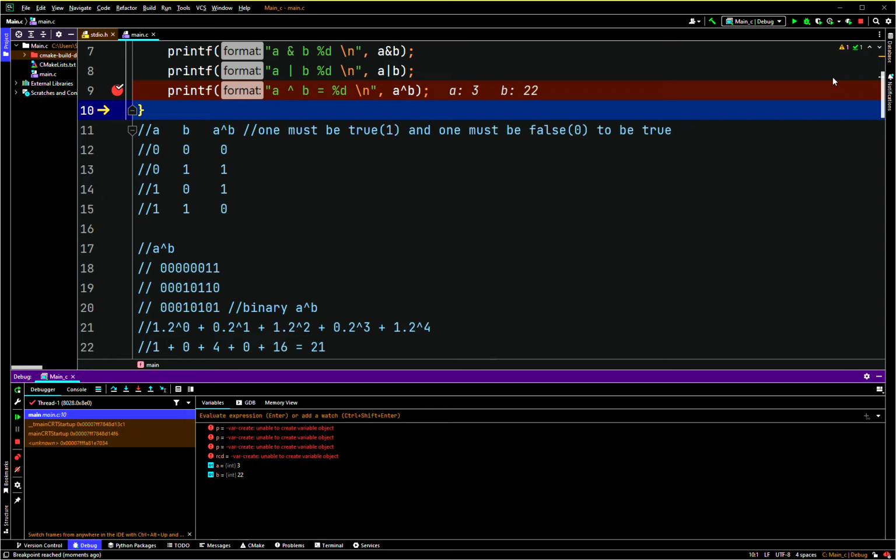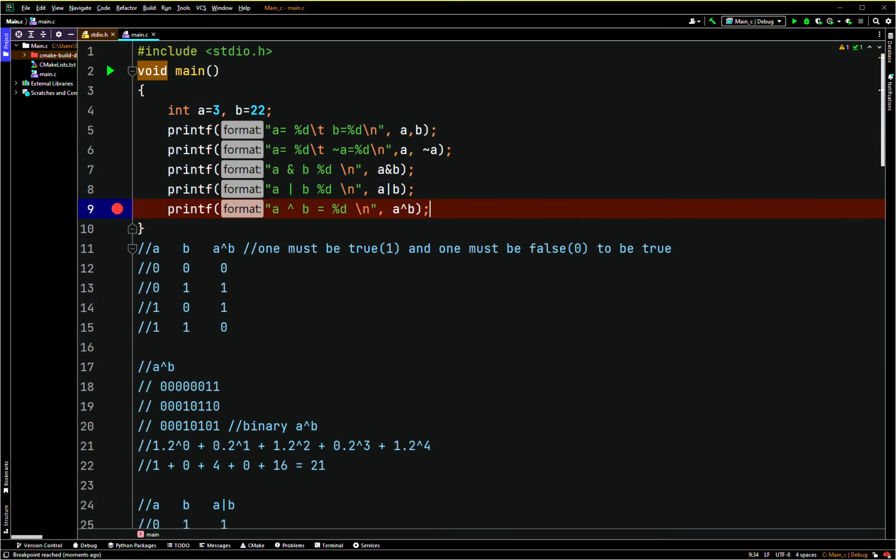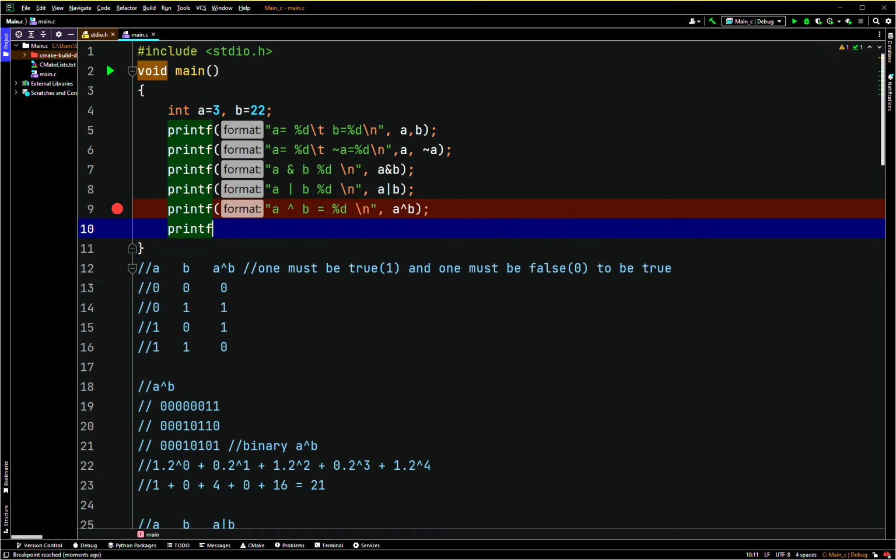So the next one's going to be printf a left shift 1. So we'll stop debugging. So here we'll write printf. We'll have the string a left shift 1 equals, a %d modifier, new line, and the string, comma, b, no sorry, a left shift 1. So the format specifier corresponds with this whole operation here.